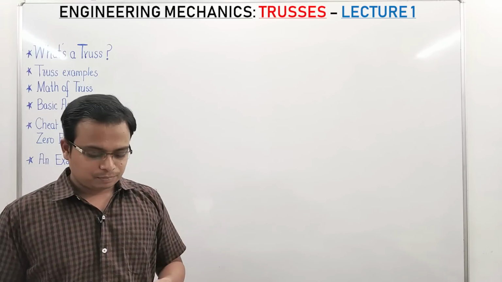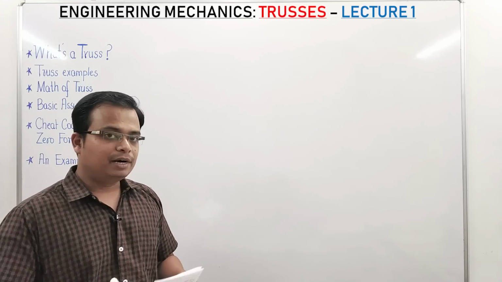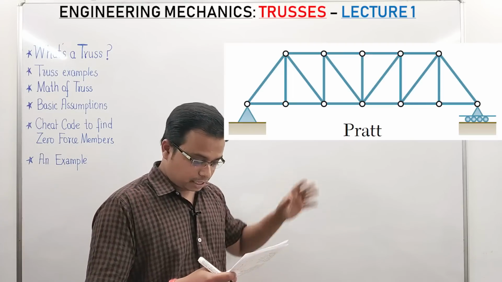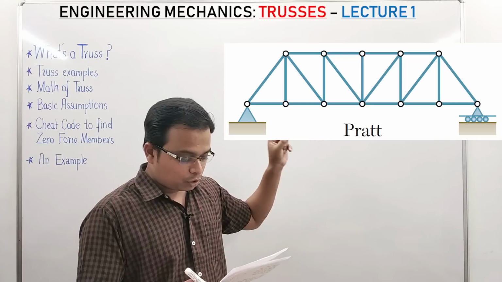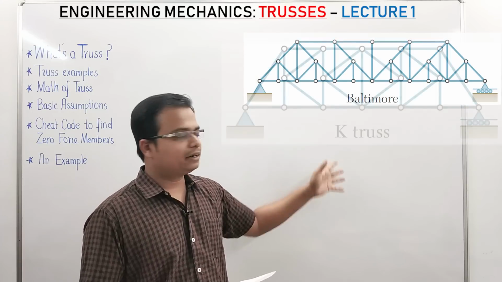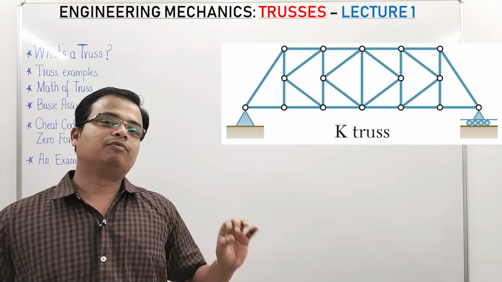Now, let us take a look at some of the bridge trusses. Trusses are very much implementable in bridge design. Just take a look at this. This is Pratt. Then we've got Howe. Then we've got Warren. We've got Baltimore. We've got K-Truss. All of these are beautiful designs.